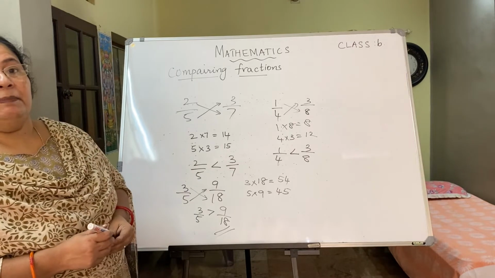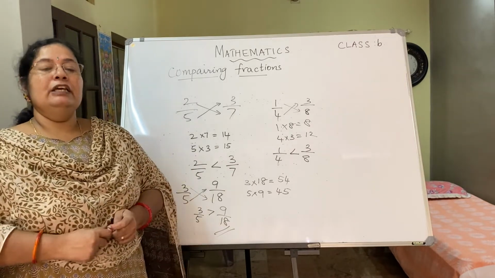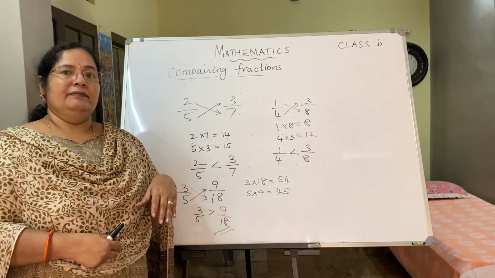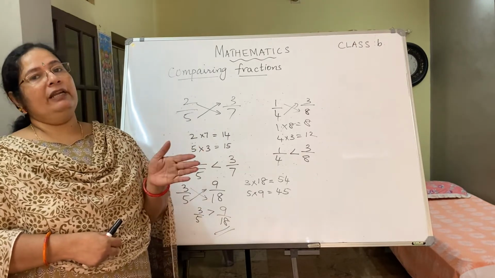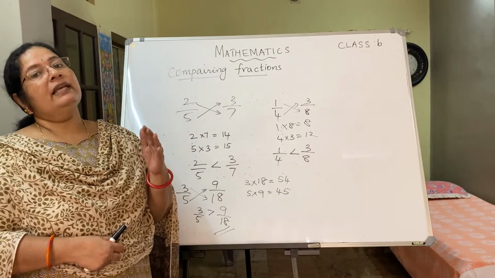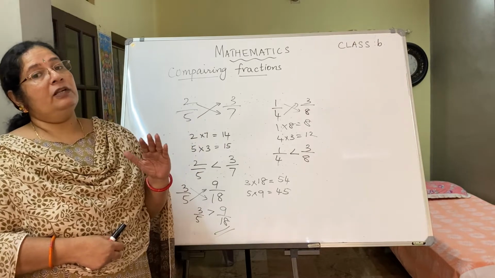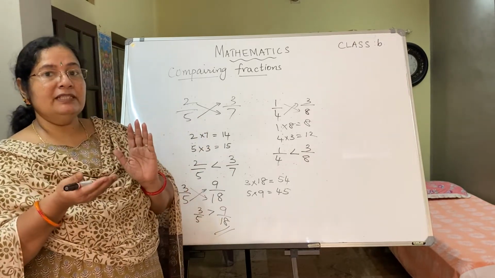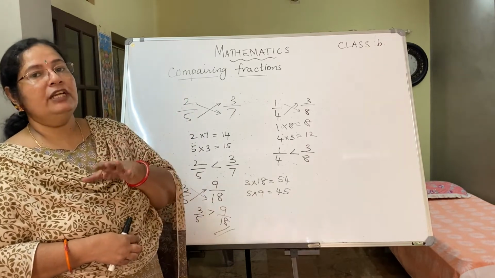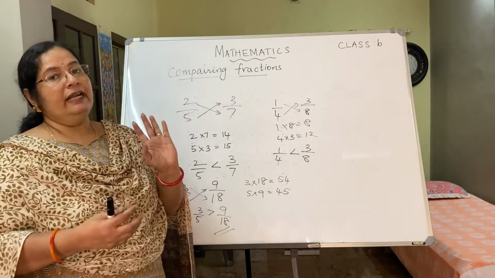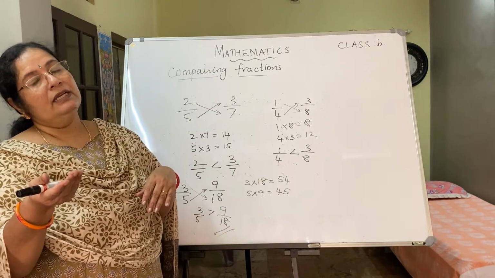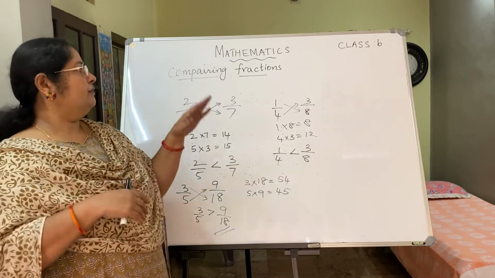So how to compare fractions? The general format is you cross multiply, and whichever cross product is greater decides it. That means if the first cross product is greater, the first fraction will be greater. If the second cross product is greater, the second fraction will be greater. The first cross product is the product of the numerator of the first fraction and the denominator of the second fraction. The second cross product is the denominator of the first fraction multiplied by the numerator of the second fraction. So I hope that is clear.